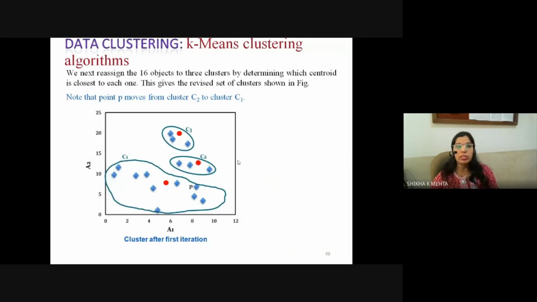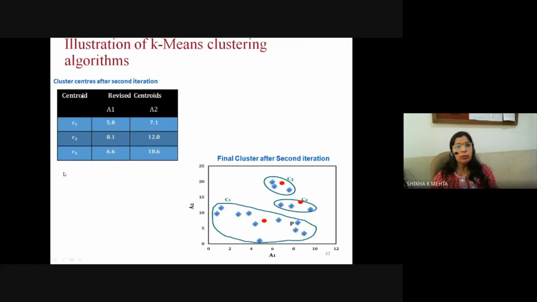So now again we follow the same process. We again reassign the 16 objects which were there to these 3 clusters, and we keep on repeating this process. Final clusters after the second iteration, we are able to get these data points. We keep on repeating this process until there is no shifting of the data points from one cluster to another cluster. So this is how we find out the various clusters, and these cluster centers are the appropriate locations where we should open the outlet.